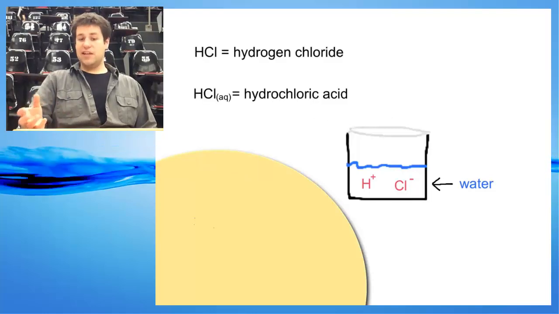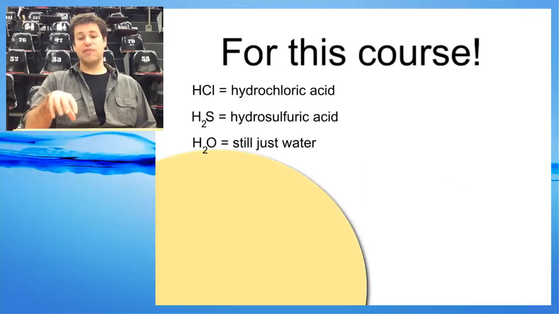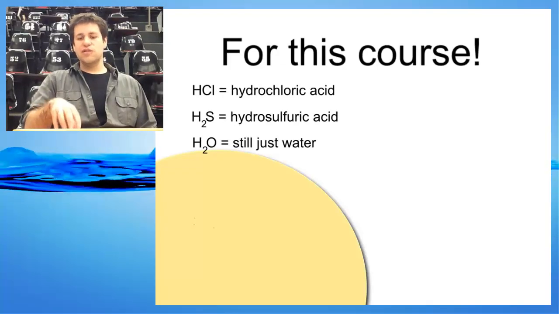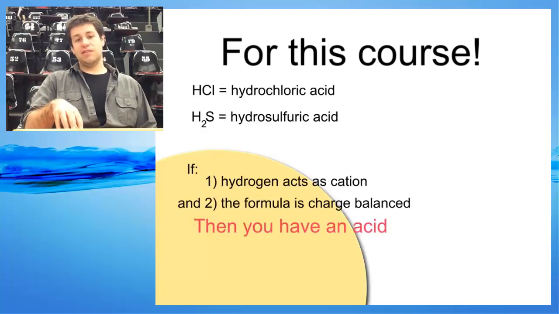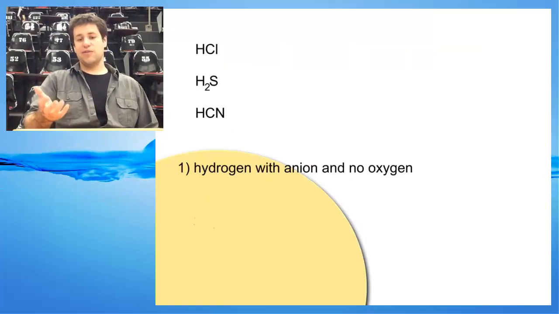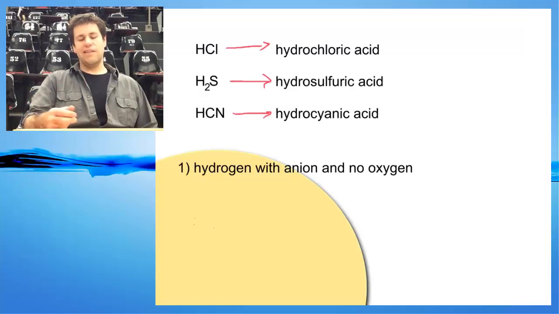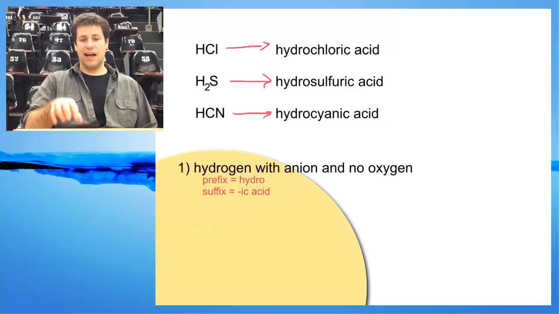So HCl by itself, hydrogen chloride. HCl in water is hydrochloric acid. But for this course, we're not going to be too pesky about that AQ. You just roll with them. If you have hydrogen acting like a cation and the formula's charge balanced, you have an acid, the end. So these would be hydrochloric acid, hydrosulfuric acid, and hydrocyanic acid. You don't even have to tell me how many hydrogens because it's covered in the charge balancing aspect that hydrogen brings with it.